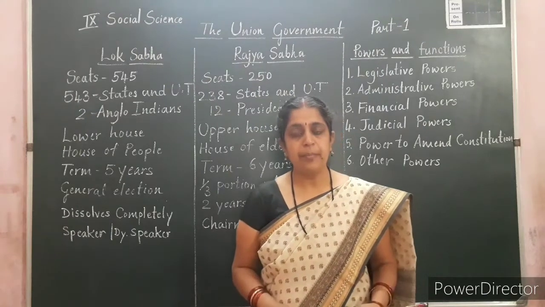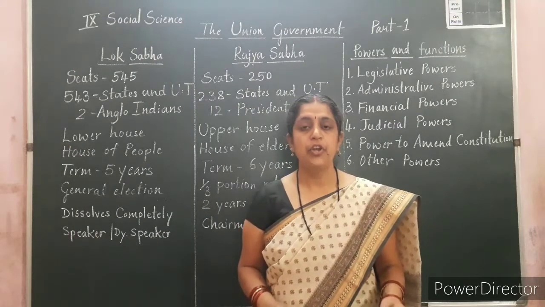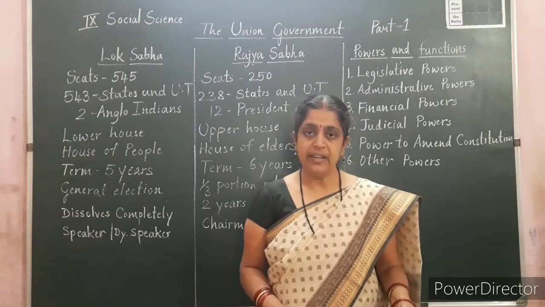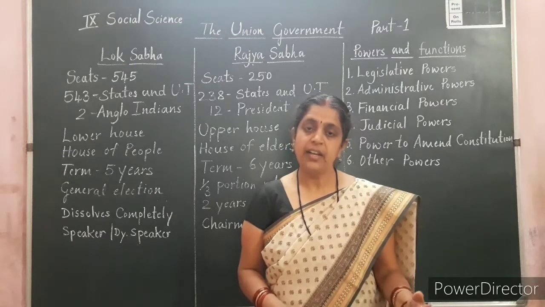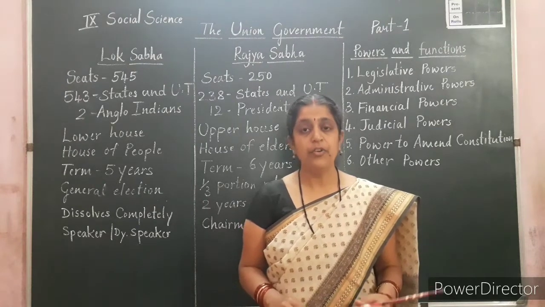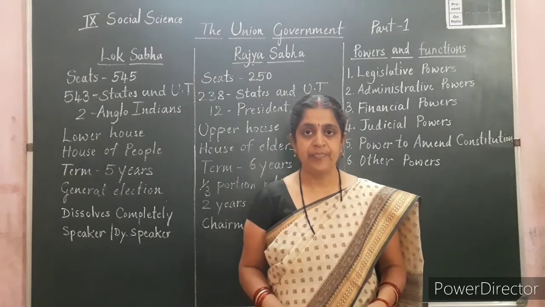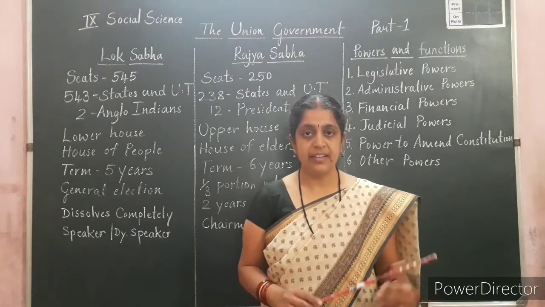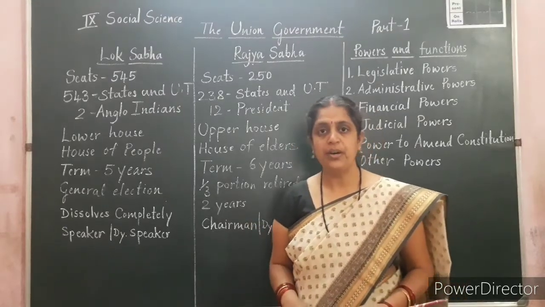India has adopted the parliamentary form of government. Article 79 of our constitution provides for the creation of Parliament. The Parliament consists of two houses, one is the Lok Sabha and the other is the Rajya Sabha. Our Parliament is in a bicameral structure. Let us discuss those two houses.